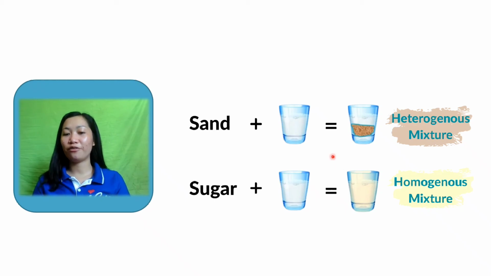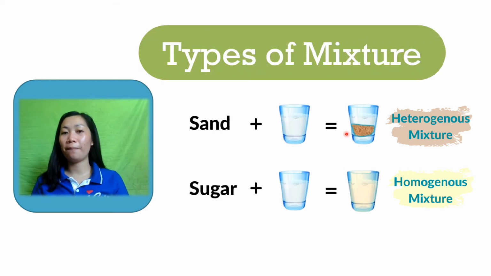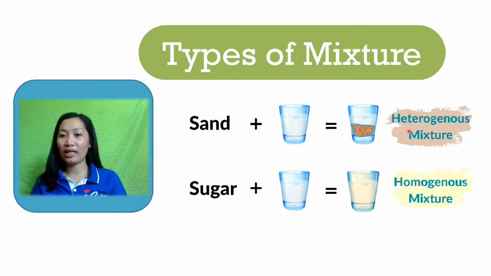So we have two types of mixture. Again, we have two different types of mixtures. We have what we call the heterogeneous mixture, and we have also the homogeneous mixture. Can you say it with me? Heterogeneous mixture, and we have the homogeneous mixture.